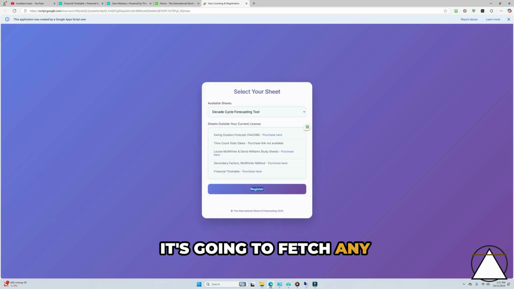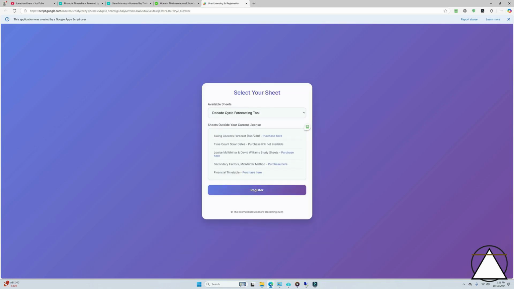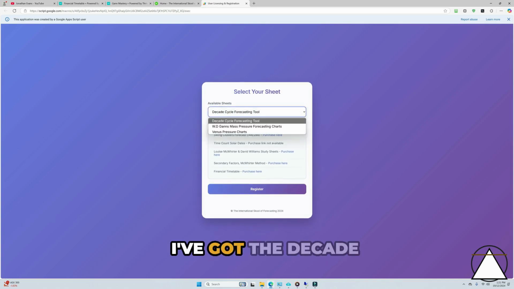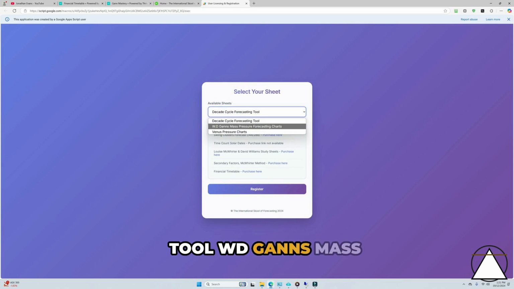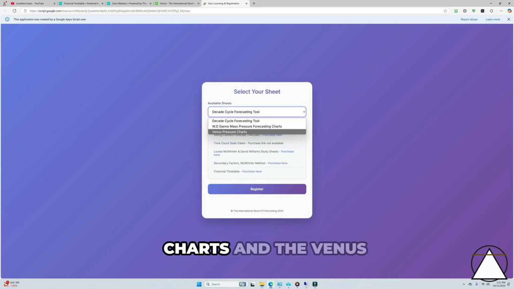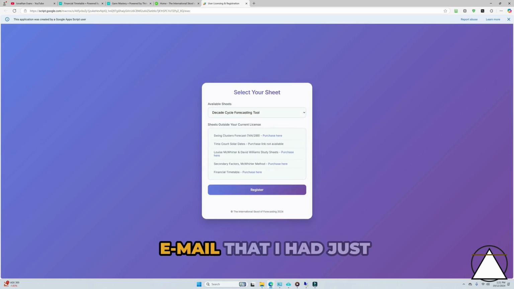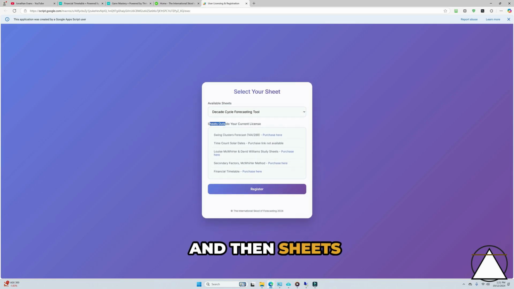It's going to fetch any available tool or sheet that is available to you. Up the top here, it's going to tell you what sheets are available to you, such as, in this case, the decade cycle forecasting tool, WD Gann's mass pressure forecasting charts, and the Venus pressure charts. So these are the ones that are available to the email that I had just registered. And then sheets outside of your current license are going to be listed below, and it's going to give you links that you can purchase them from.